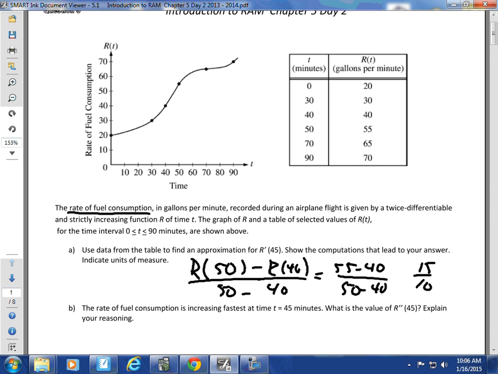Indicate units of measure. Just a minute, Christian. Indicate units of measure. If you look at the numerator, what I'm subtracting would be 55 gallons per minute minus 40 gallons per minute, which leaves me 15 gallons per minute. And on the bottom, I'm subtracting 50 minutes minus 40 minutes, which leaves me 10 minutes. So what is my unit of measure here? Gallons per minute squared.